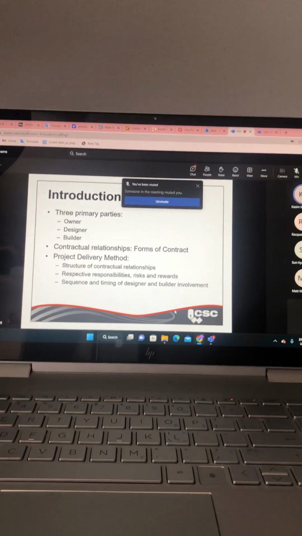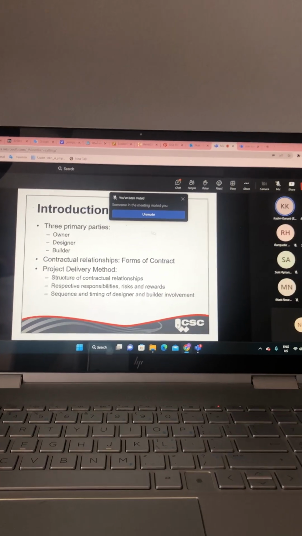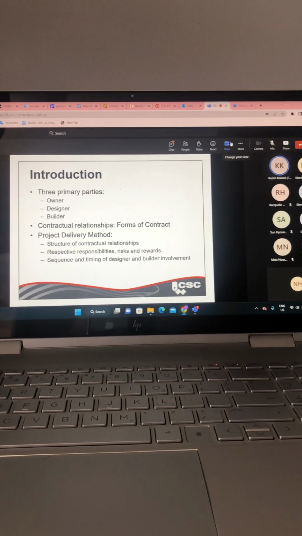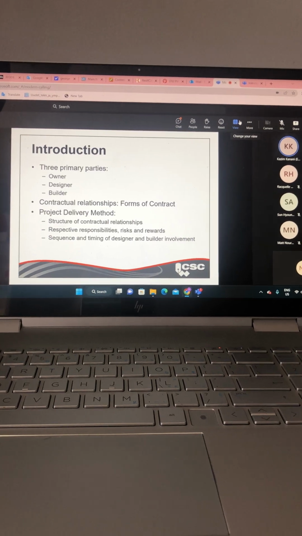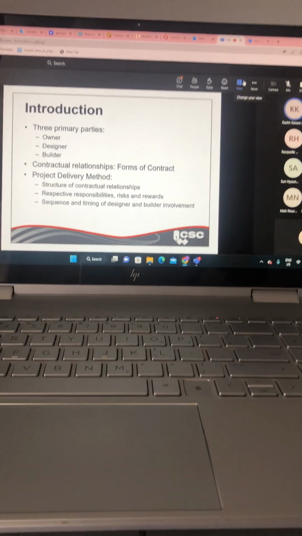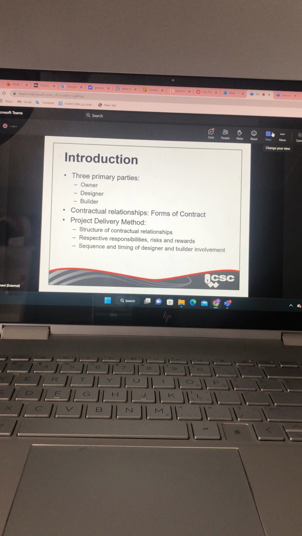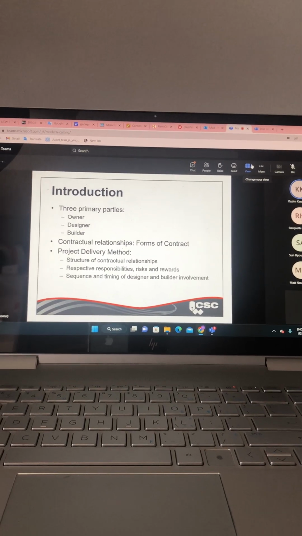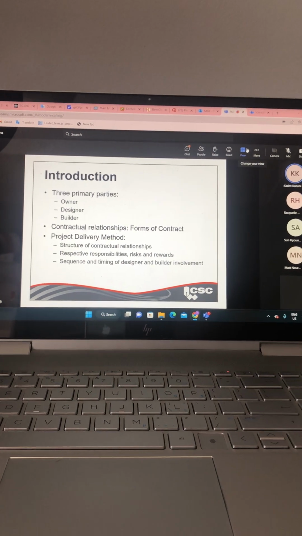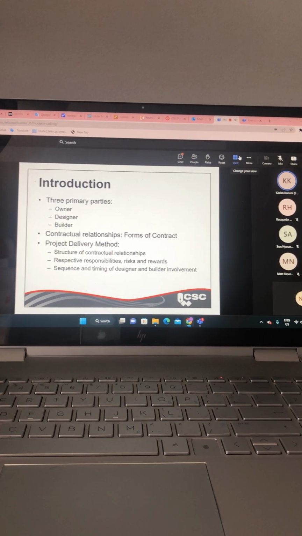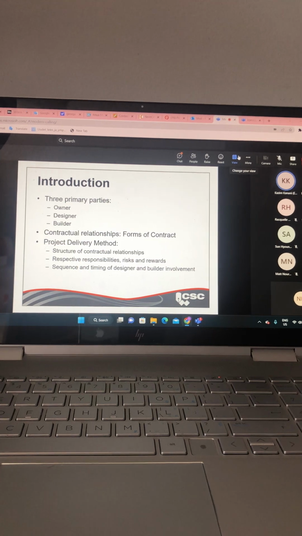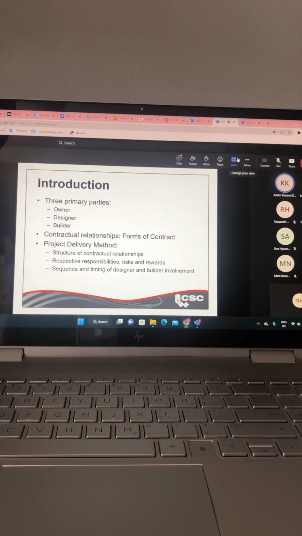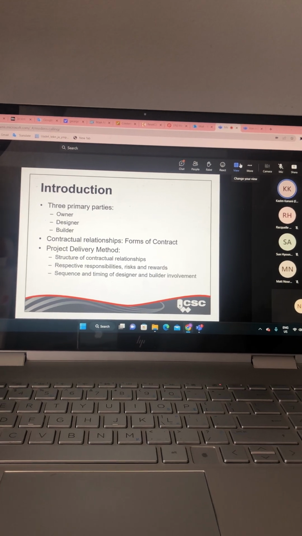So, as you're well aware, there are always three primary parties to any given project, and contractually they are referred to as the owner, the contractor, and the consultant. However, informally or in other ways other than contractual, they are referred to as the owner, the designer, or the builder, or the owner, the contractor, and the architect, depending on how you want to skim it. But from a contractual perspective and a defined term perspective, it's always going to be owner, consultant, and contractor.